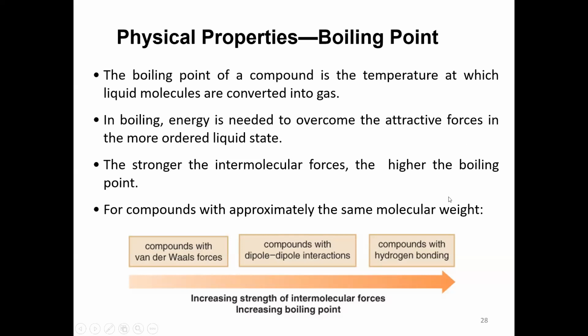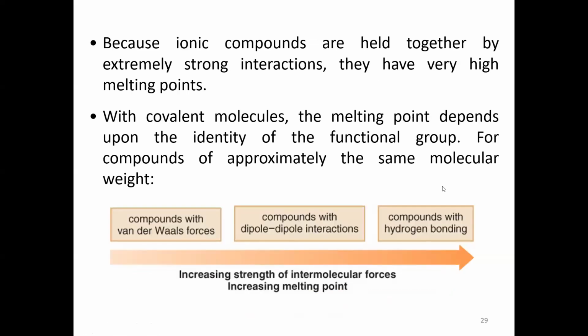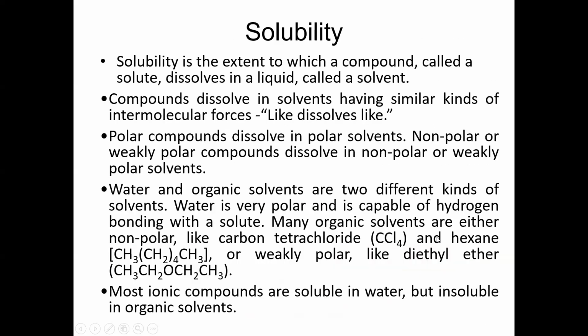So for compounds that have approximately the same molecular weight, the one with the hydrogen bond would have the highest boiling point. And ionic compounds are held together by very strong interactions, and so they have very high melting points. With covalent compounds, the melting point depends upon the functional group that is present. So for compounds of approximately the same molecular weight, the melting point will increase as the strength of the intermolecular force of attraction also increases.